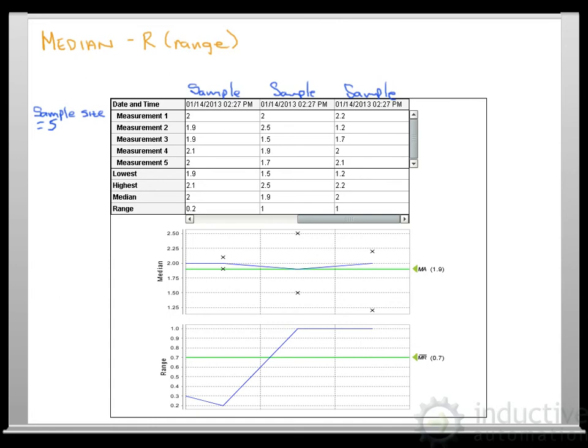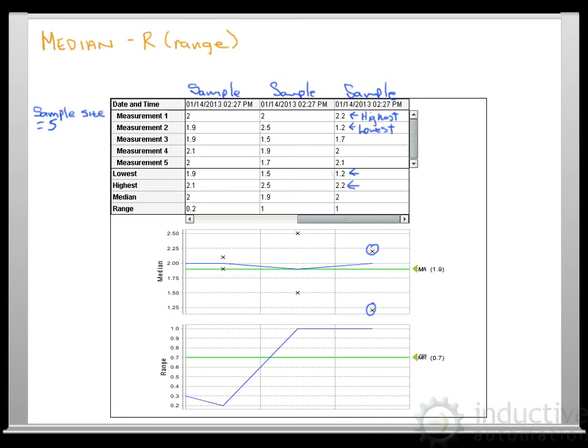The range is actually the same, but we have this lowest and we have the highest that we're showing. So out of all these measurements, the lowest one is 1.2. The highest out of all of these is 2.2. And 1.2 is the lowest. So we see those plotted down here, the 1.2 down here and the 2.2 here. And that's where these values came from.